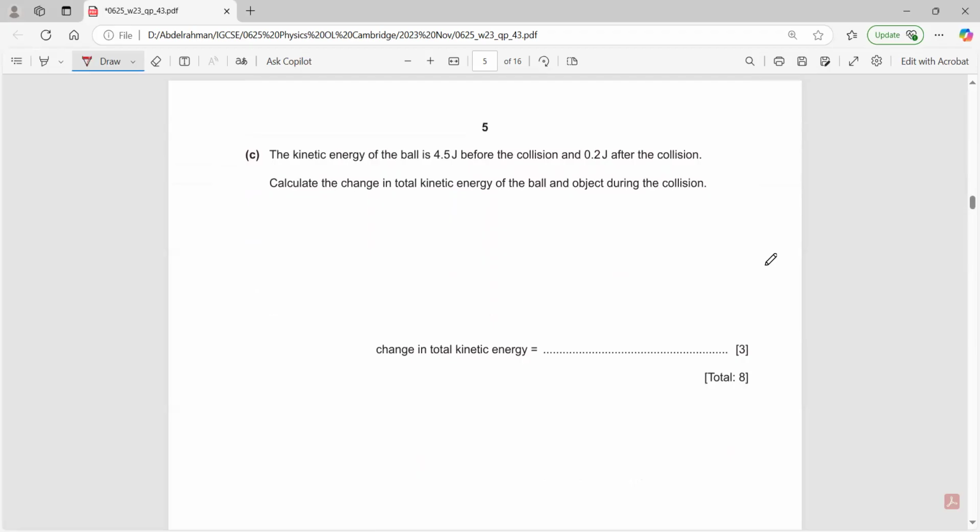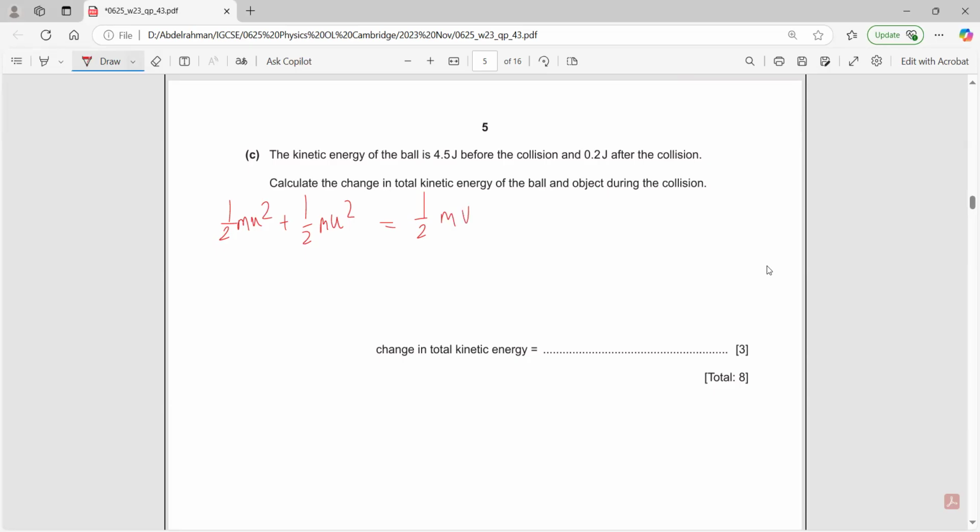So simply, all you need to do is write down the kinetic energy equation 4 times, before and after. So before it was half mu squared plus half mu squared, and after, half mv squared plus half mv squared. You can go on and say half m1 u1 squared plus half m2 u2 squared, half m1 v1 squared, and half m2 v2 squared.